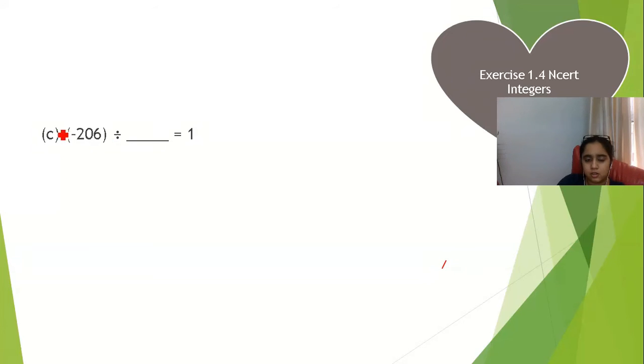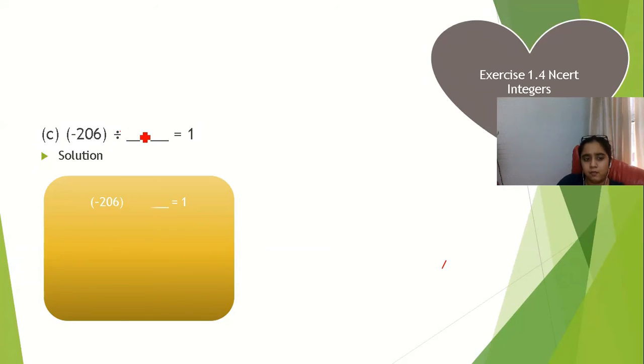Our third question, C part: we have to fill this blank. We will assume this number is x, let the missing number be x. I have just put the value of x in this equation, and now my equation will become minus 206 upon x equals 1, and this x will go to the right hand side and it will multiply with this number, that is 1. So my equation will become minus 206 will remain as it is equals 1x. So x would be minus 206, because if you divide this by 1, you will get the same number, that is minus 206.